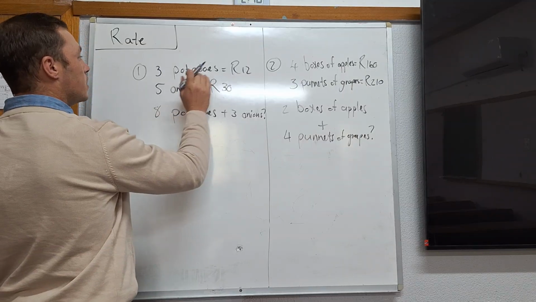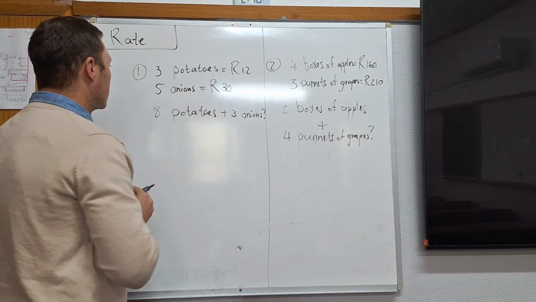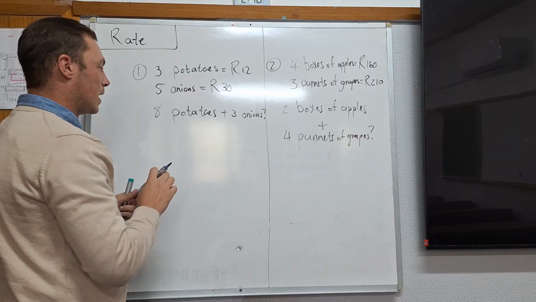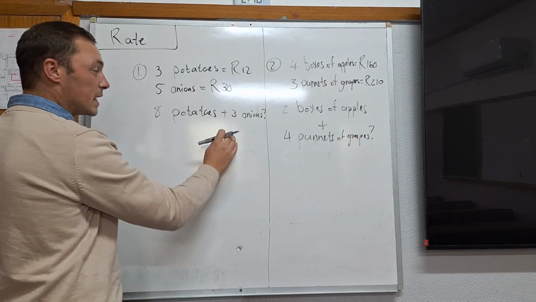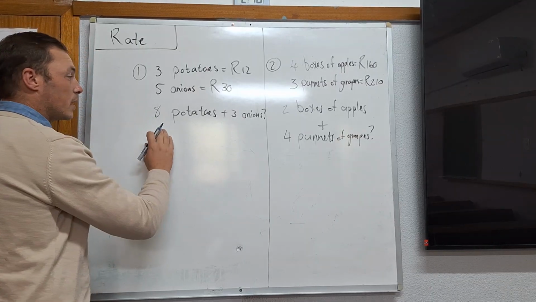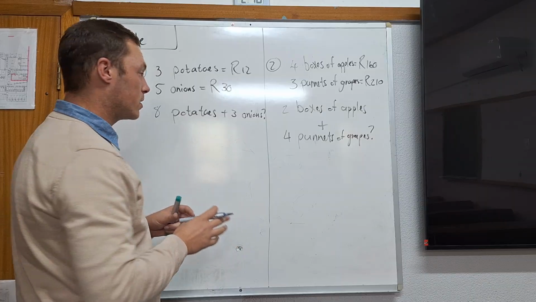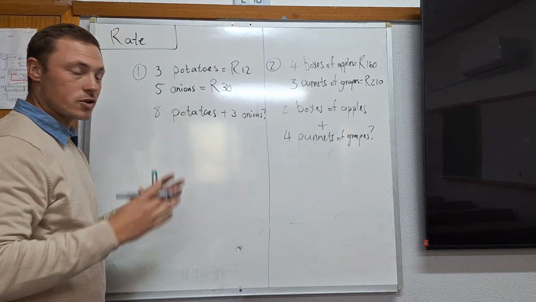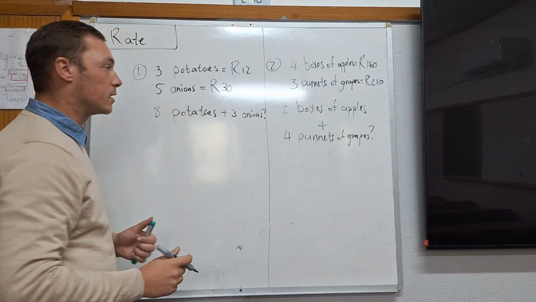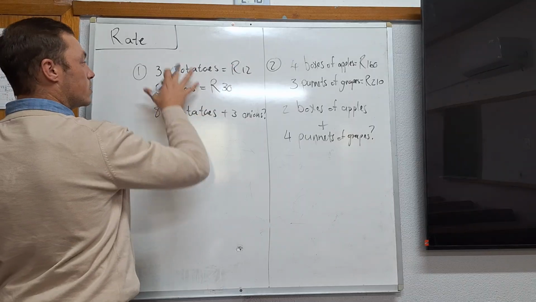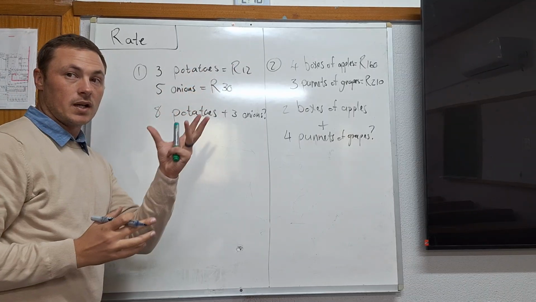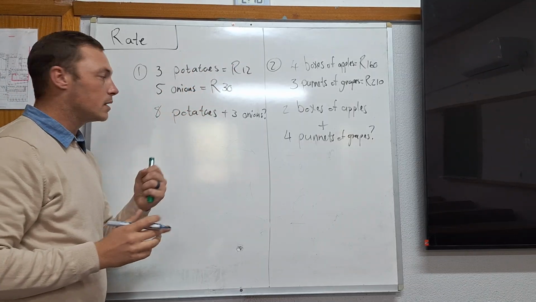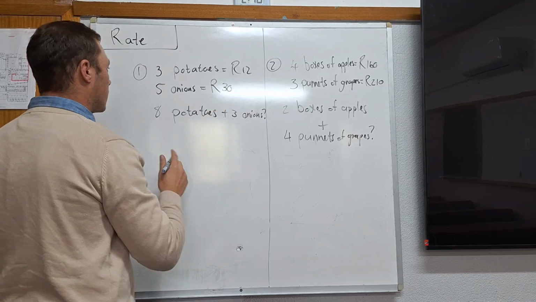So if I tell you that 3 potatoes are 12 rand, right? And then 5 onions are 30 rand. If I'm making a potjie this weekend and I need 8 potatoes and 3 onions according to my recipe, what will the total cost be of those 8 potatoes and 3 onions? So I'm going to use this information to calculate the value of 1 potato and 1 onion, and then I'm going to multiply to find my final answer.